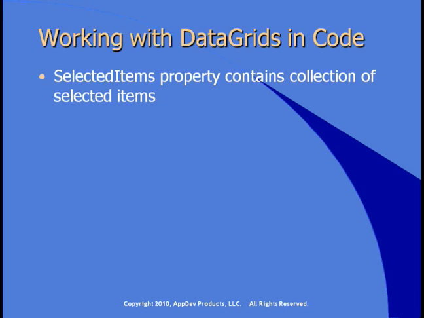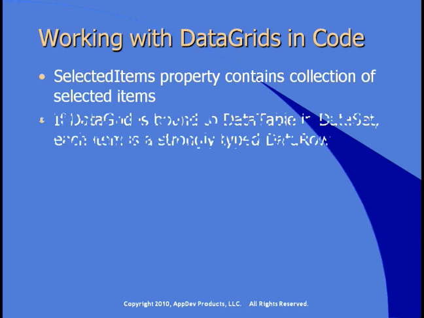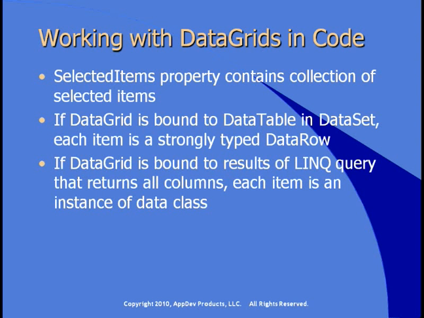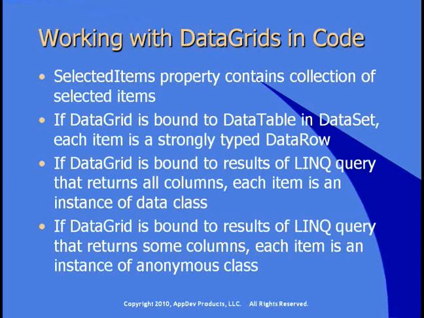They're actually going to be of different types depending on your data source. If the data grid's bound to a data table in a data set, then each item is a strongly typed data row. If you're using LINQ, such as LINQ to SQL, and that query returns all of the columns, then each item's an instance of a data class: customer, order, etc. But it turns out that if you return only some of the information, so let's say you have a LINQ query that returns only 5 columns from the customer class, then each item in the grid is no longer an instance of the customer class, it's actually an anonymous class. Why do I bring this up? Let's go see.